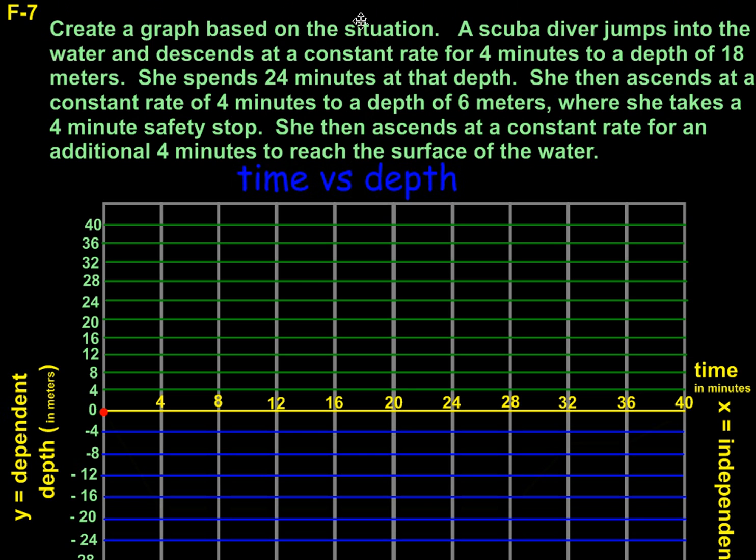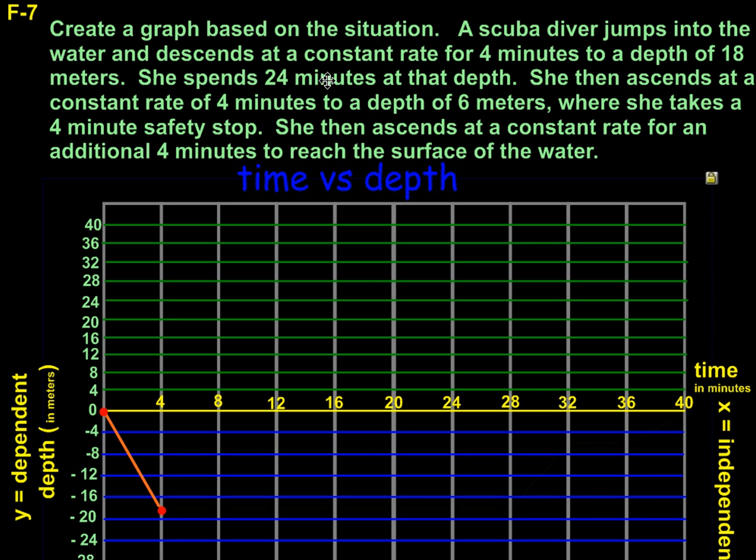So a scuba diver jumps into the water. That means this scuba diver is starting at 0, and that's where my first point is. She descends, which means goes down, at a constant rate for 4 minutes to a depth of 18 meters. Well, as you can see, the intervals on the graph are 4 minutes each. So that means when she reaches 18 meters, she'll have reached this point on the graph. And you can see 18 would exist between 16 and 20. So it should come right down to here.